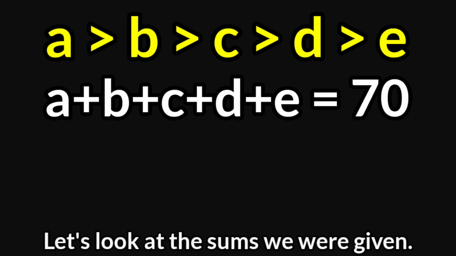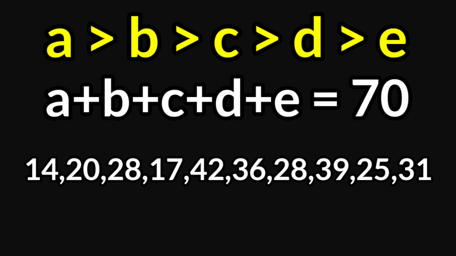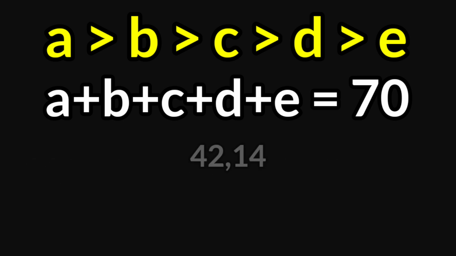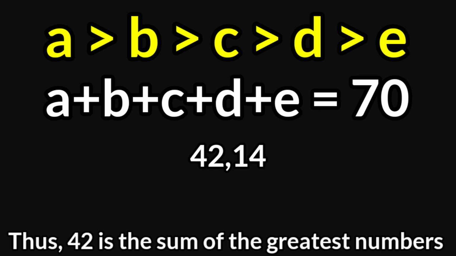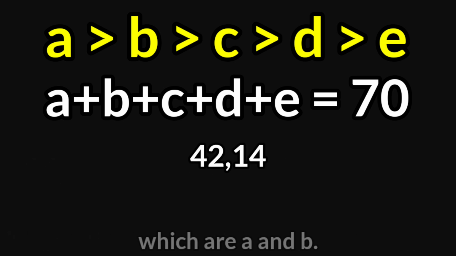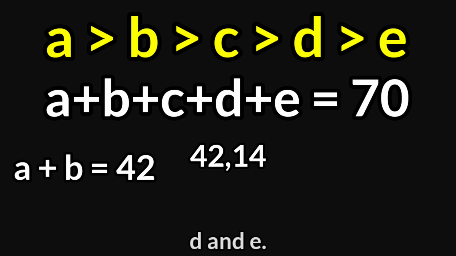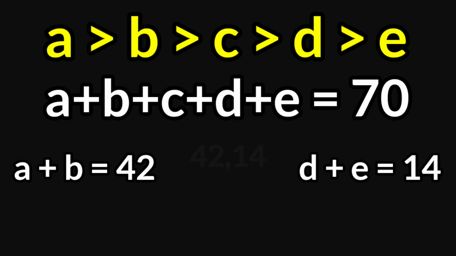Now let's take a look at the sums we were previously given. 42 is the greatest one. 14 is the smallest. Thus, 42 is the sum of the 2 greatest numbers, which are A and B. 14 is the sum of the smallest numbers D and E. We can replace here.